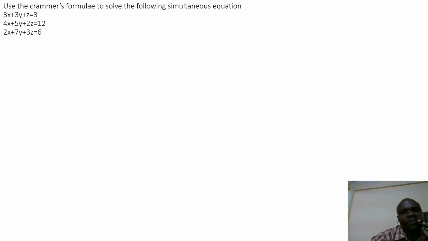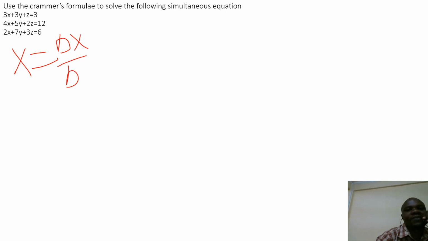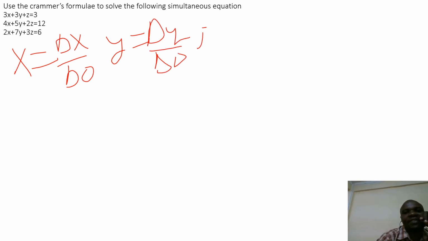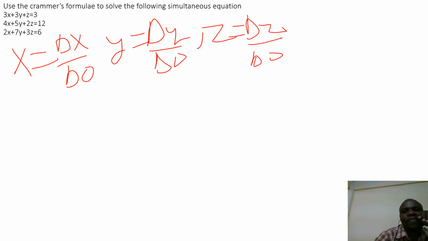And we know to use this formula, we can get the value of x by saying x is equal to dx divided by do, and then our y will be given by dy divided by do, and then our z will be given by dz divided by do. So remember, do is the determinant of the original matrix.